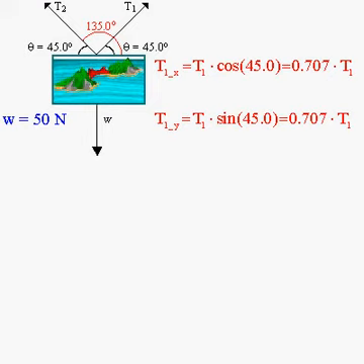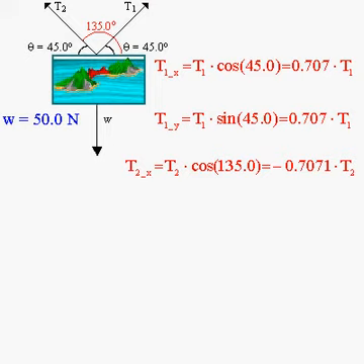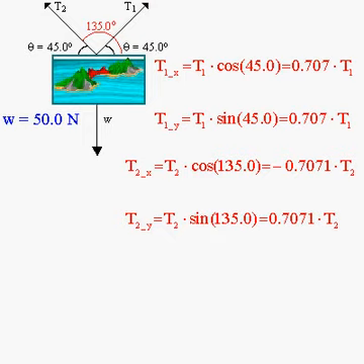Now we can break T2 up into its components. The x component is the magnitude, T2, times the cosine of the angle, 135.0 degrees. That gives us a negative 0.7071 T2. The y component is the magnitude, T2, times the sine of the angle, and that gives us 0.7071 T2. So those are the x and y components for the tensions, but we also need to get the x and y component for the weight.